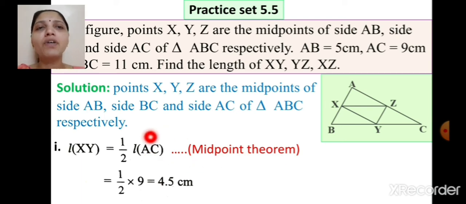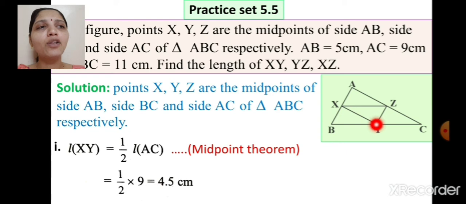Now let's substitute the value here. Length of AC is given here, 9 centimeter. So therefore half into 9 is equal to 4.5 centimeter. So length of XY is 4.5 centimeter. Okay. Now we have to find length of YZ.